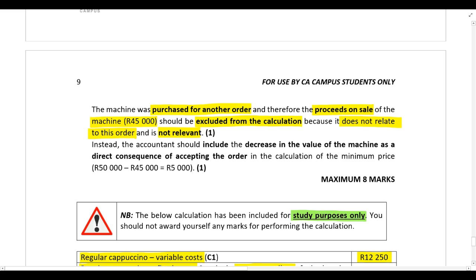The only cash flow that relates to this order is the decrease in the value of the machine as a direct consequence of accepting the order. And that's what he should include in his calculation instead. That's how he will correct the error. He should include the decrease in the value of the machine as a direct consequence of accepting the order in the calculation of the minimum price. And we know that that is an amount of 5,000 Rand.